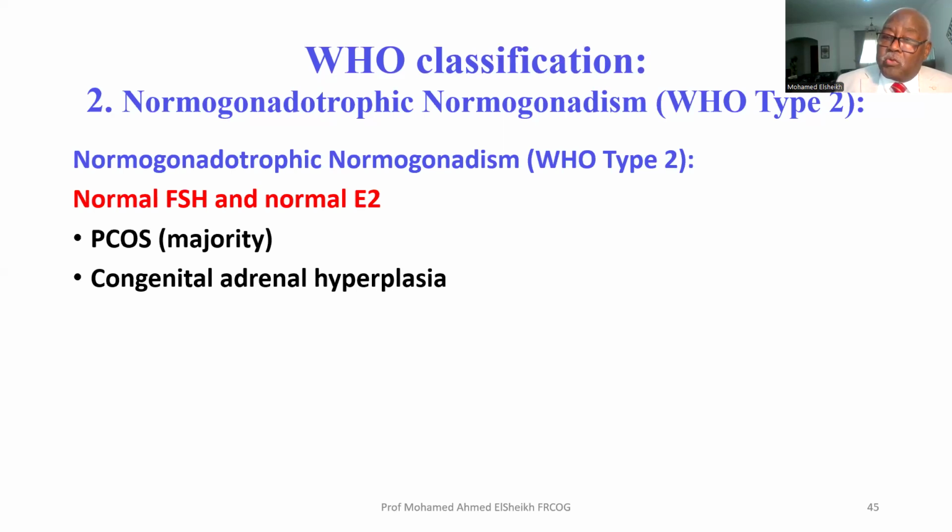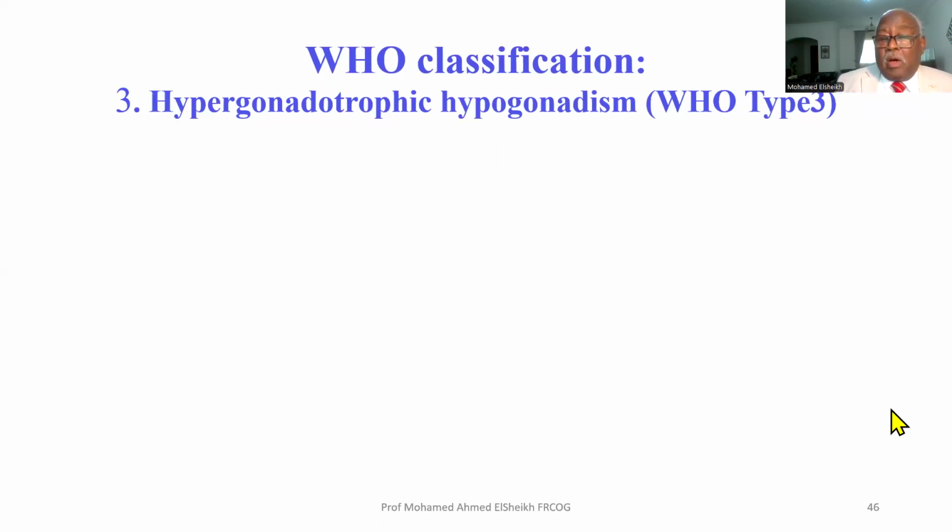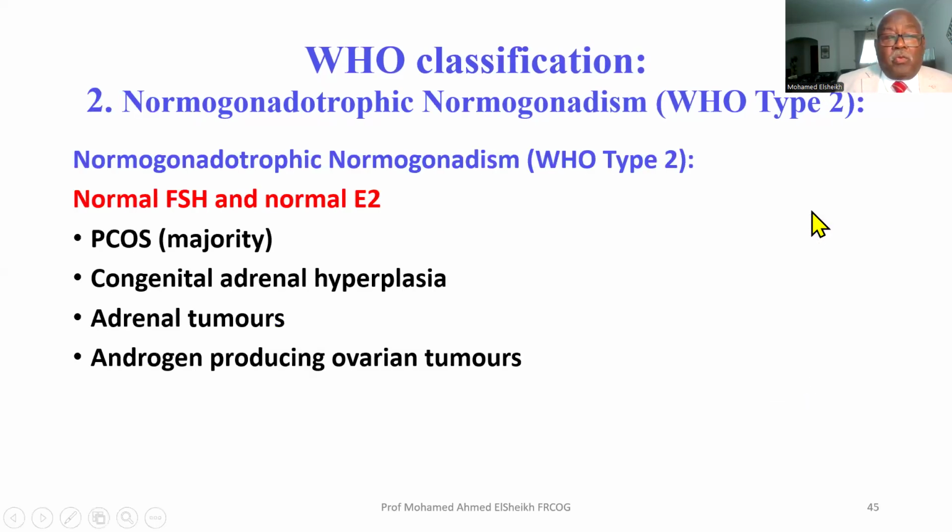Other possible causes are congenital adrenal hyperplasia or adrenal tumors, and androgen-producing ovarian tumors. These are the possible causes of normogonadotrophic normogonadism. Normal FSH, normal E2. PCOS, congenital adrenal hyperplasia, adrenal tumors, and androgen-producing ovarian tumors.